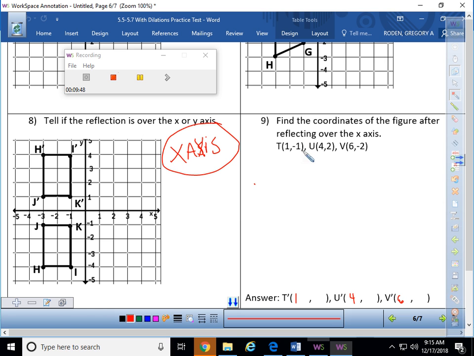And then switch the signs on all of your y values. So negative 1 becomes 1, 2 becomes negative 2, and negative 2 becomes positive 2. So your coordinates are 1, 1, 4, negative 2, 6, positive 2.